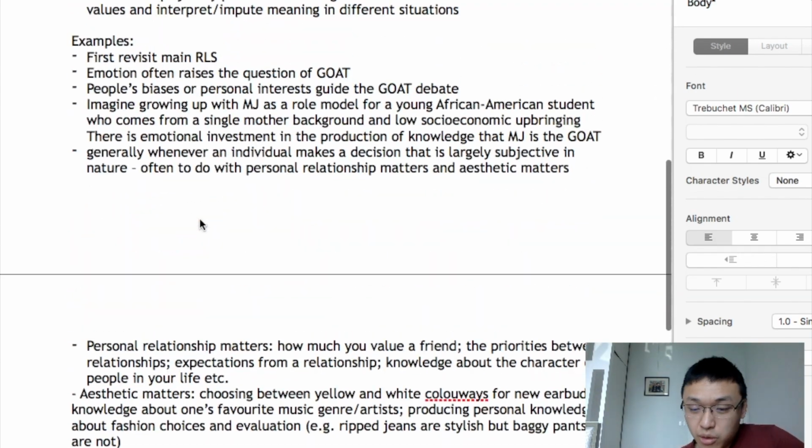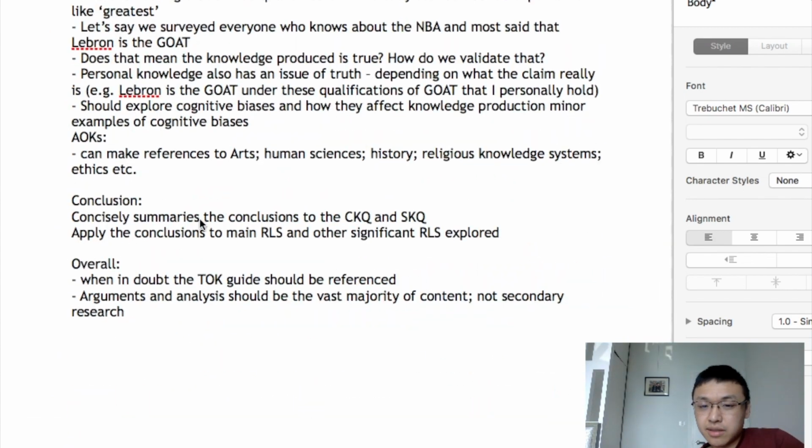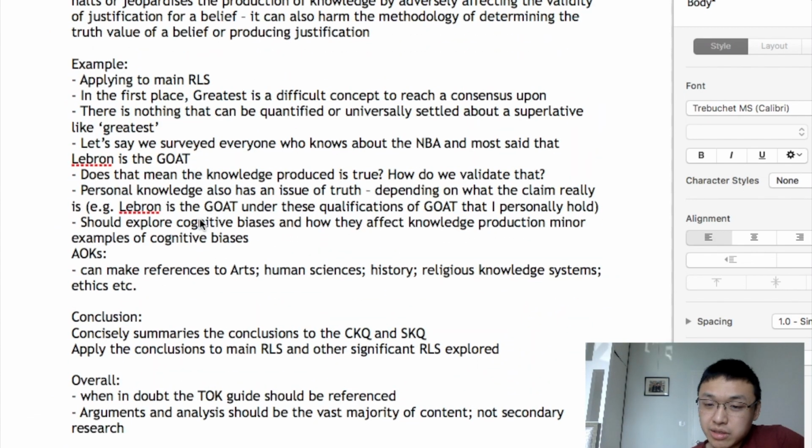So now you should understand the overall framework of the TOK presentation. It's very important when you develop each knowledge question and when you develop your claims and counterclaims that you come up with good real-world examples, okay?